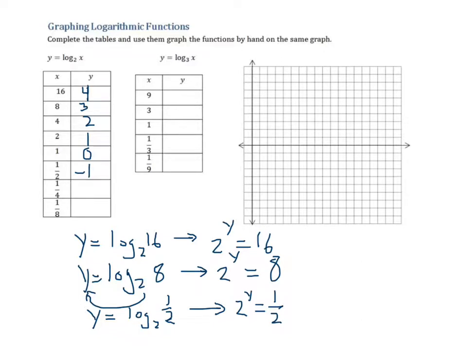And what power gives us 1/4? That's negative 2. What power gives us 1/8? That's negative 3. So here we've got our points. Let's go ahead and graph these now.